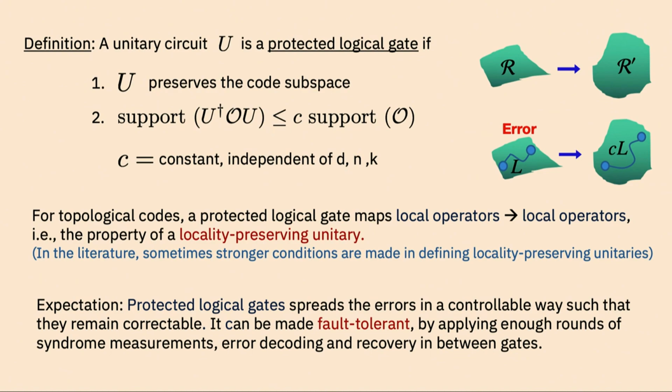One is that this map preserves the code space, which we have achieved, mapping it back to itself. The second is it should change the support of any operator only by a constant factor, such that the error is still spread in a controllable way, and you can later make it fault tolerant by inserting enough rounds of syndrome measurements and error decoding and recovery.